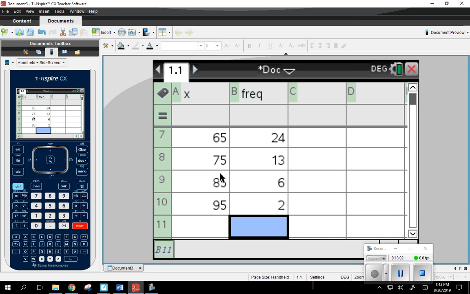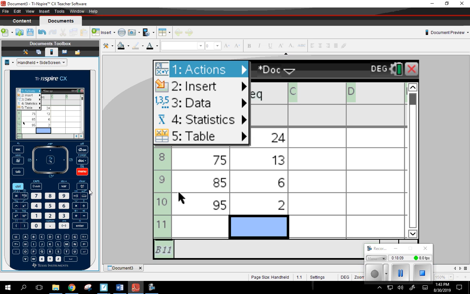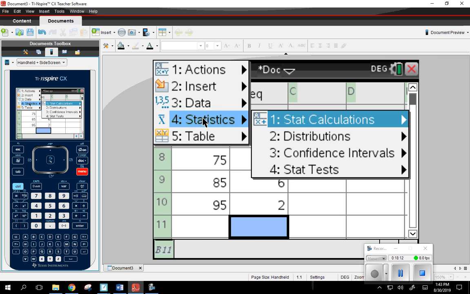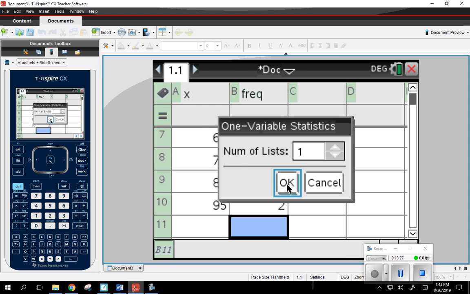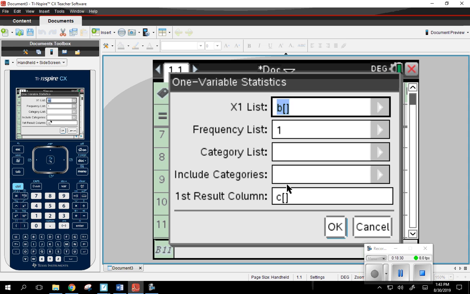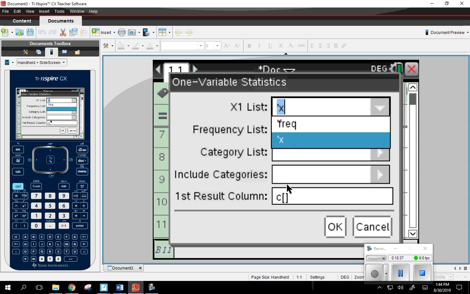Okay, so where do I go from here? Empty cell. Menu, Statistics, Stat Calculations. This is one variable. When we start looking at scatter plots, probably near the end of next week, when we start comparing quantities, that's going to be two variable statistics. So for number of lists, just click OK past that. Change it to the headings I use. So X list, that is X, whatever you chose to call it.